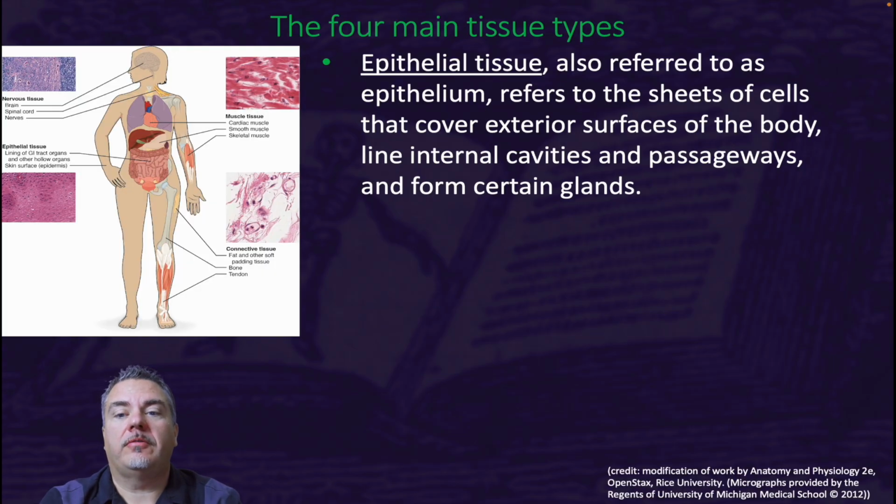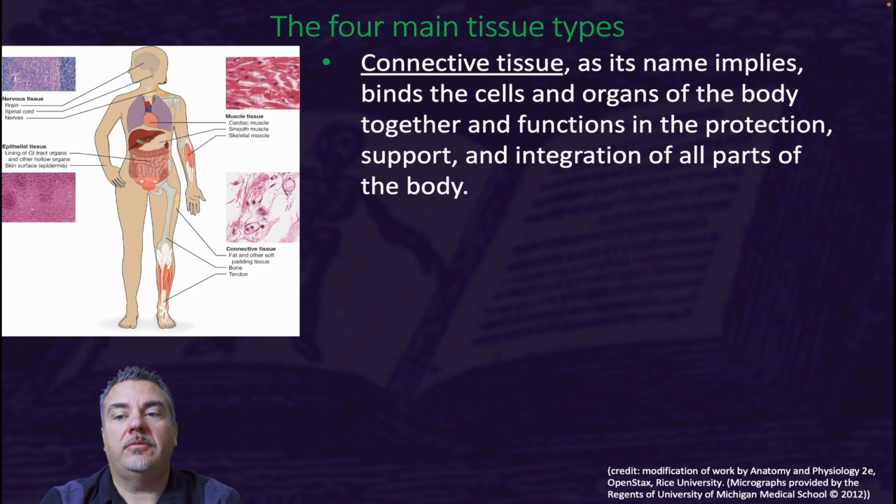Epithelial tissue, also referred to as the epithelium, refers to the sheets of cells that cover the exterior surfaces of the body, line the internal cavities and passageways, and form certain glands. Connective tissue, as its name implies, binds the cells and organs of the body together and functions in the protection, support, and integration of all parts of the body.